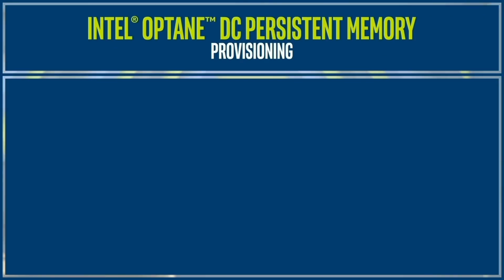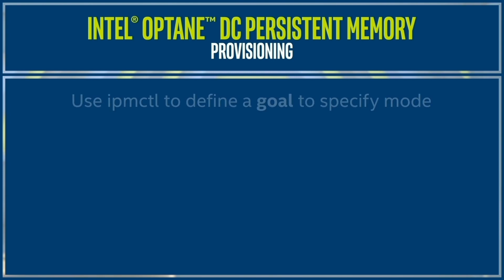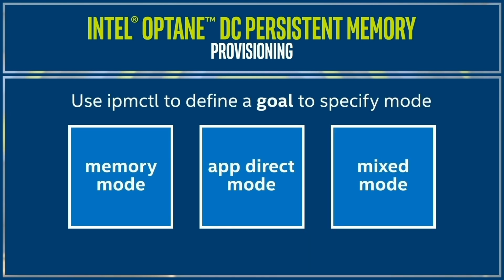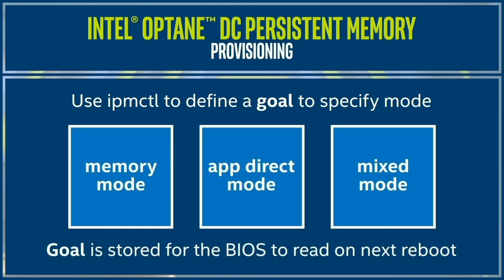command. Now, to provision Intel Optane DC persistent memory modules, we must first use IPMCTL to define a goal, which specifies if the modules are to be used in memory mode, AppDirect mode, or mixed mode. The goal is stored on the persistent memory modules for the BIOS to read on the next reboot. The default call to IPMCTL sets the goal to AppDirect with a fully interleaved region. That is to say, the following two commands are equivalent.